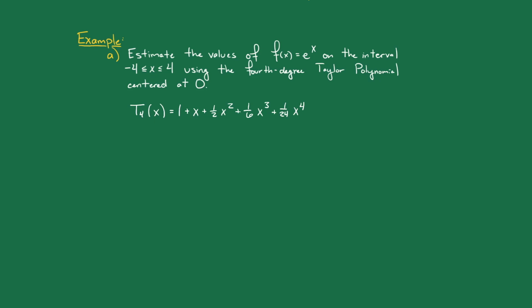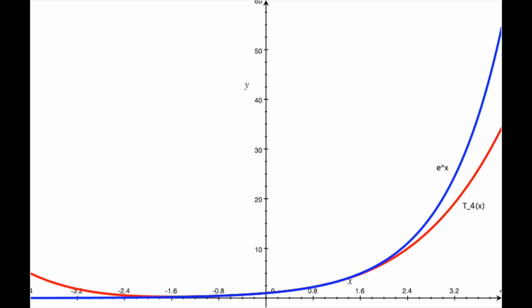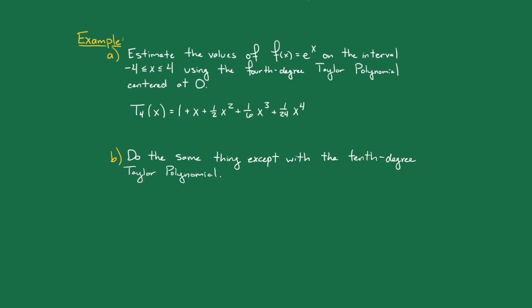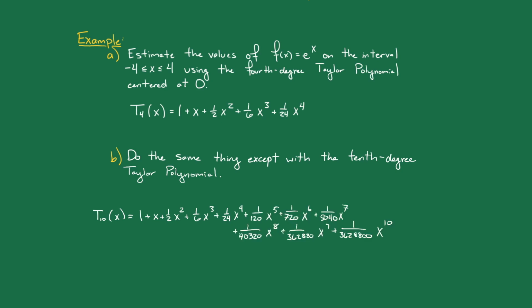To see that this works, let's take a look at the graph of e to the x and T sub 4 of x. Notice that really close to 0, these graphs are very close, but then begin to separate as you get further from 0. Next, let's go ahead and do the same thing except with the 10th degree Taylor polynomial. Well, we've already done about half the work. The 10th degree Taylor polynomial will start off exactly the same as the 4th degree Taylor polynomial, and then it'll have some higher order terms.